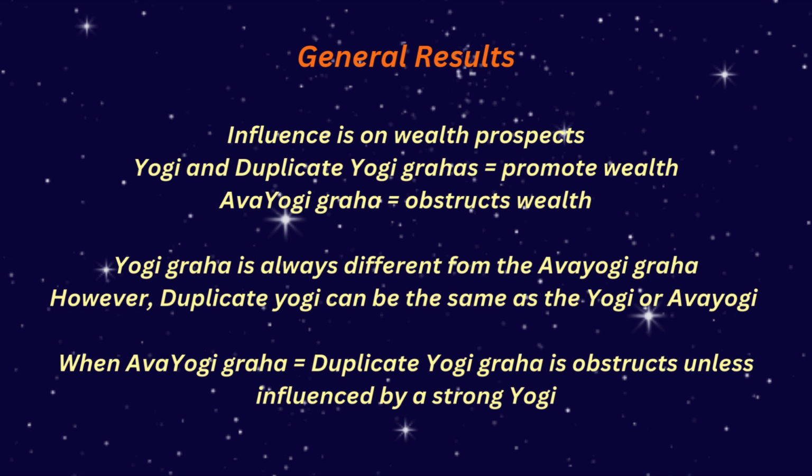On the flip side, if the duplicate Yogi turns out to be the same as the Avayogi, we get conflict. You have a planet that's supposed to promote wealth, but also carries the obstructing nature of the Avayogi. In such cases, the duplicate Yogi behaves more like an Avayogi unless it is strongly supported or influenced by the Yogi Graha.